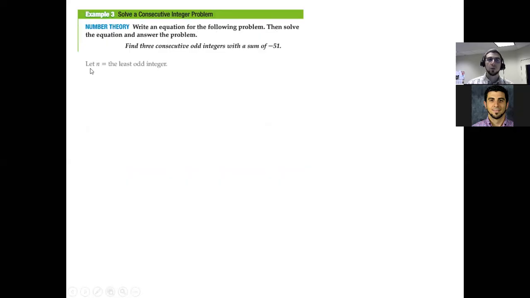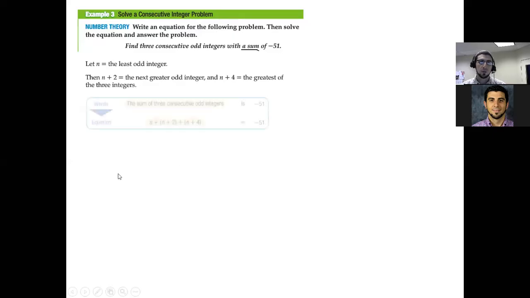So the first odd integer, you're going to call it n. Then the next one is going to be n plus 2, because the next odd integer is 2 up from the first one. And then the next one would be n plus 4. And once you figure out what the first one is, it's really easy to get the next ones because you just add 2, add 4, right? So it also says that the sum of those odd integers is 51. So what we're going to do is add those expressions that represent the odd integers.